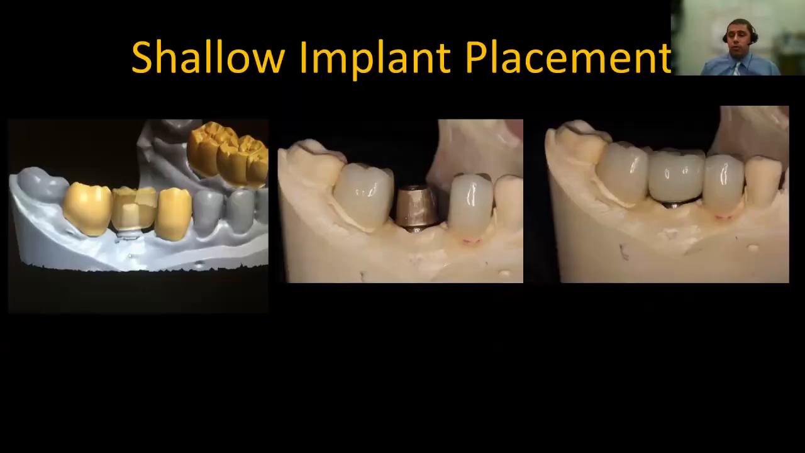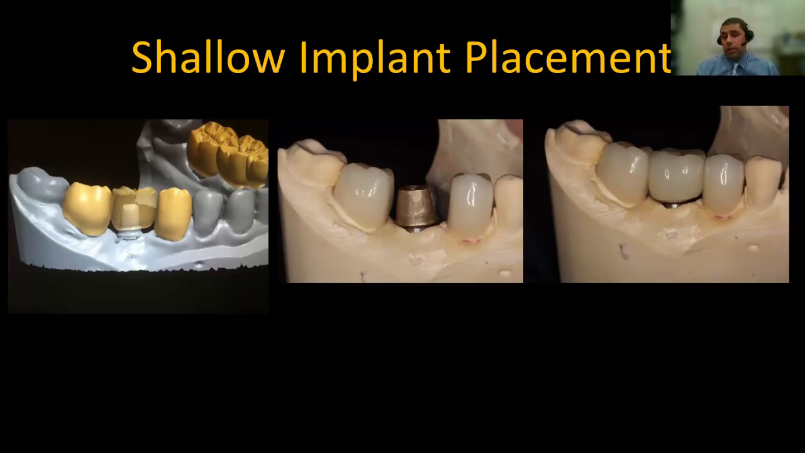Here's another example. This is one of my cases where we were planning to do a CAD/CAM abutment, but because of the shallow implant placement, there are certain parameters that CAD/CAM cannot and has to respect. One of them is having a minimum distance from the implant platform to the margin of the abutment, which was not suitable here without placing the margin in a supragingival location.